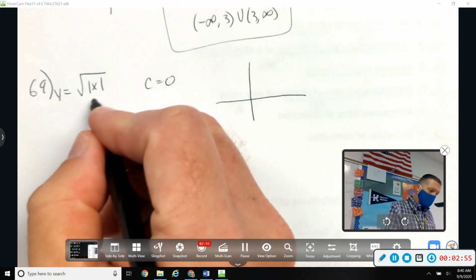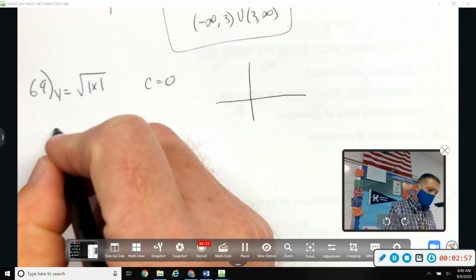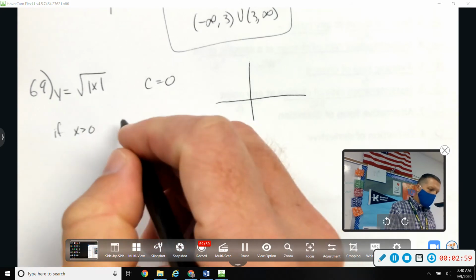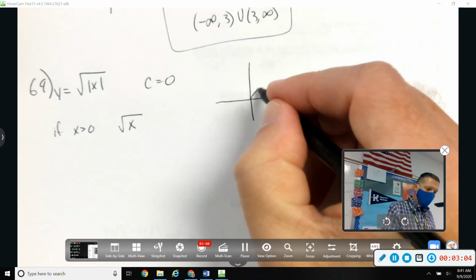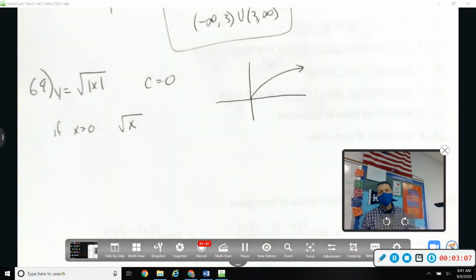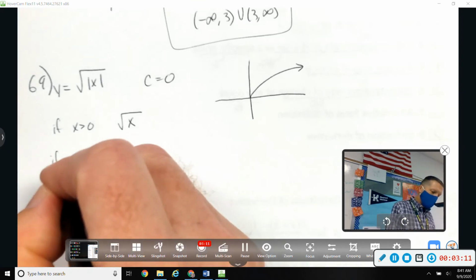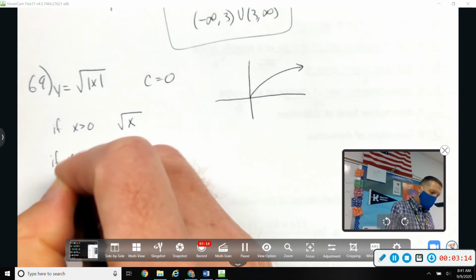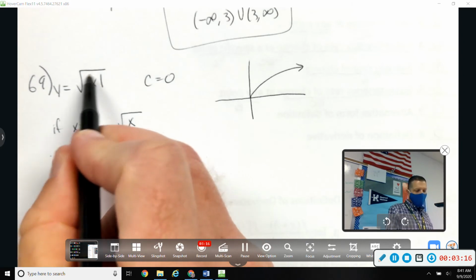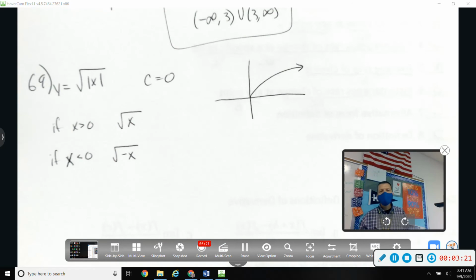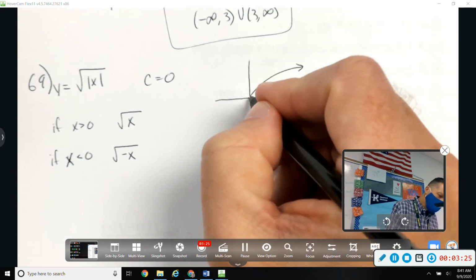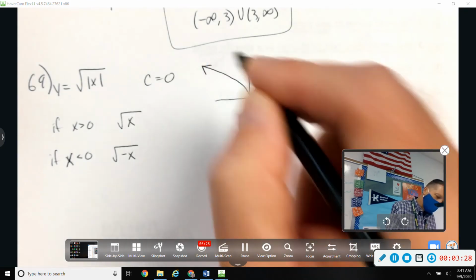This absolute value thing is kind of a mess. So let's split it up. If x is bigger than 0, then it's just the square root of x. So it's just the normal square root graph. If x is less than 0, then we would change the sign of the thing in there and then take its square root. Something like that. So a backwards one.